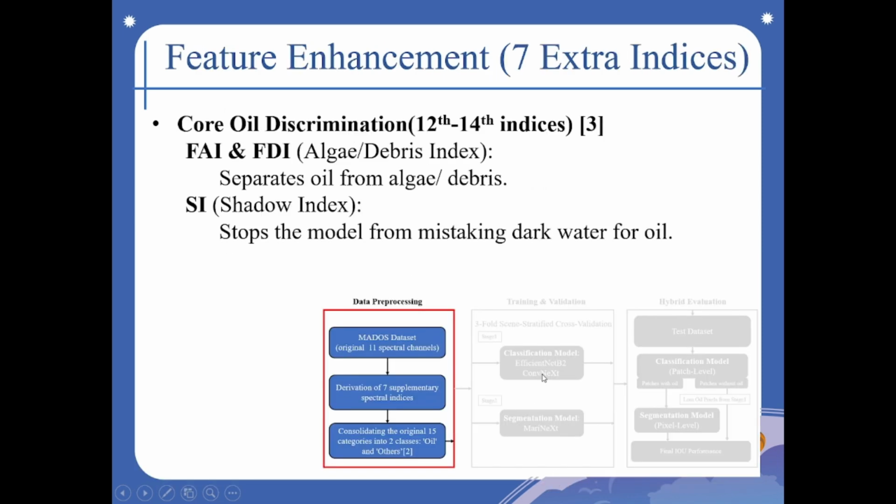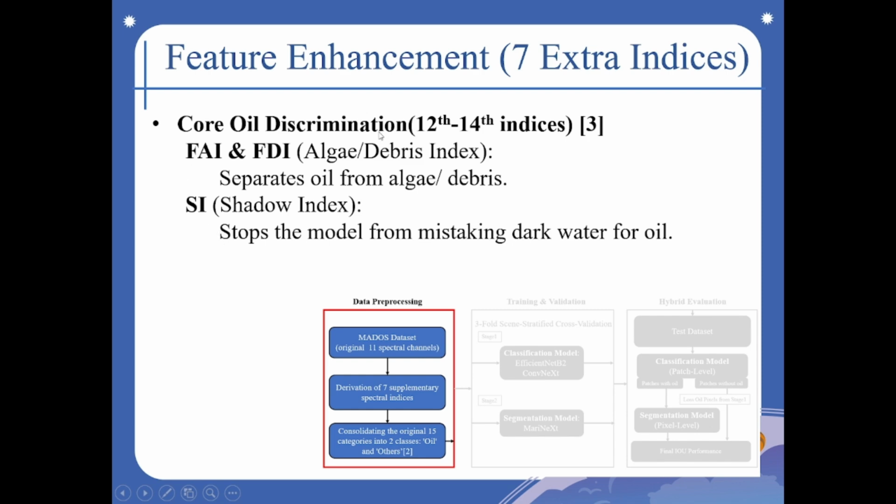In data preprocessing, we calculate 7 extra spectral indices from the original 11 channels and simplify the 50 categories into 2 classes, oil and others. We add 2 types of indices.